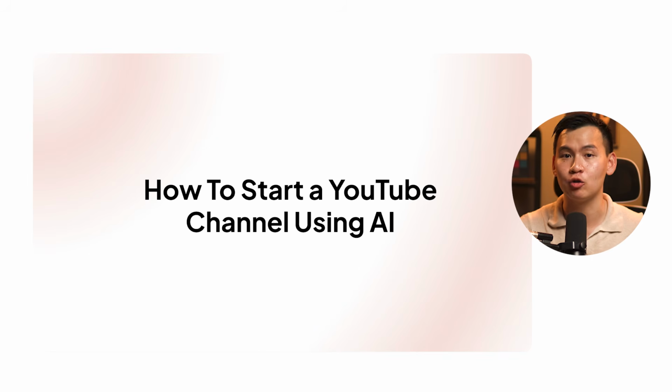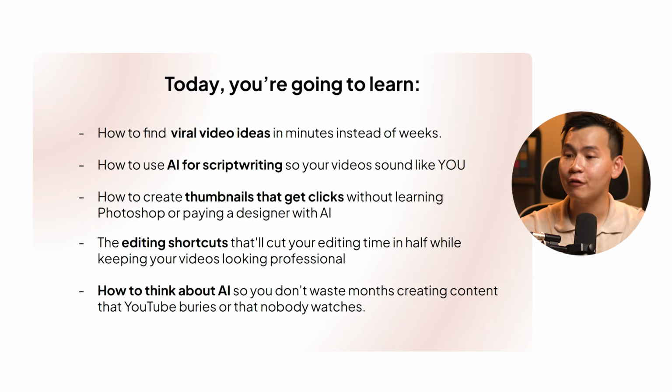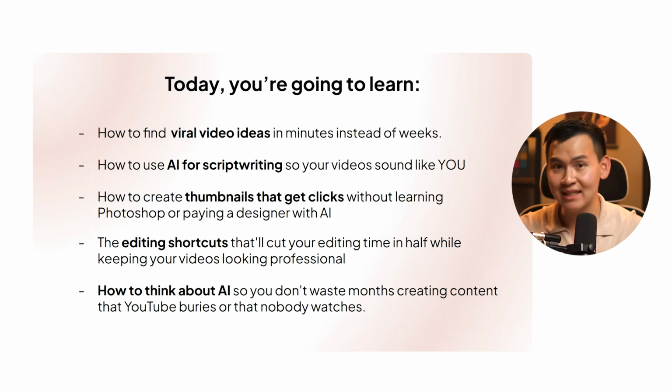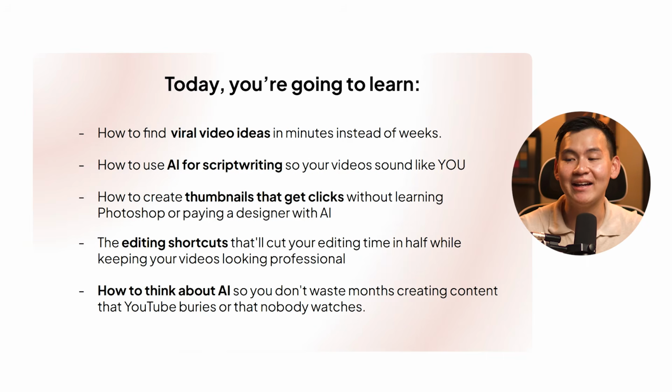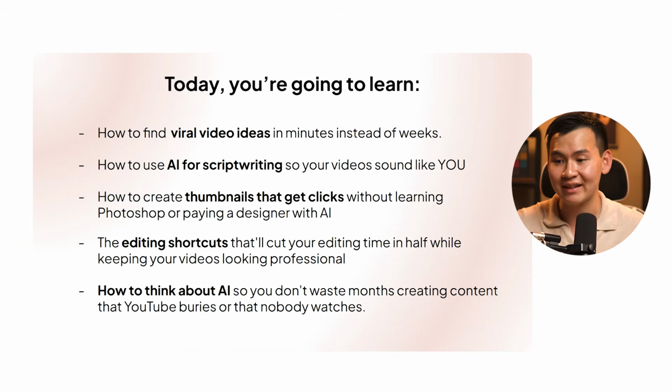In this video, we're gonna go over how to find viral video ideas in minutes instead of weeks with AI, how to use AI for script writing so your videos sound exactly like you, and then I'm gonna show you how to create thumbnails that get clicks without learning Photoshop or paying a designer, and you can do all of it with AI. And then we're gonna go over some editing shortcuts that'll cut your editing time in half while keeping your videos professional looking, and also my exact frameworks on how to think about AI so you don't waste months creating content that YouTube buries or nobody watches.